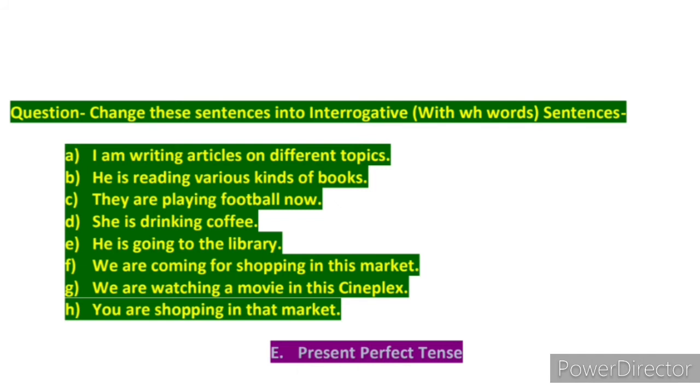Exercises. I am writing articles on different topics. So answer will be why am I writing articles on different topics? Question mark. Next, he is reading various kinds of book. Answer will be why is he reading various kinds of book? Next, they are playing football now. Answer will be why are they playing football now? Question mark. Next, she is drinking coffee. When is she drinking coffee?